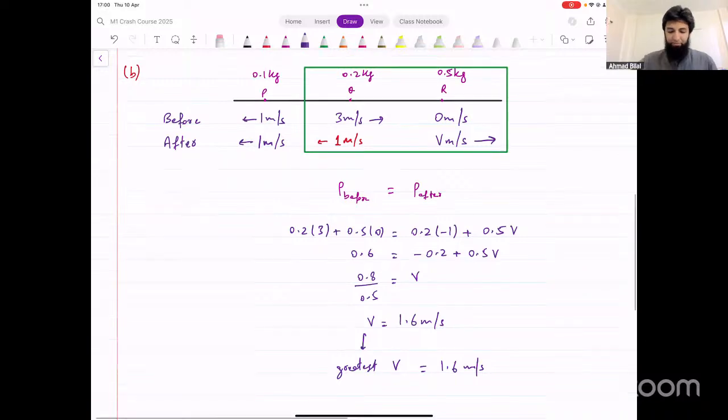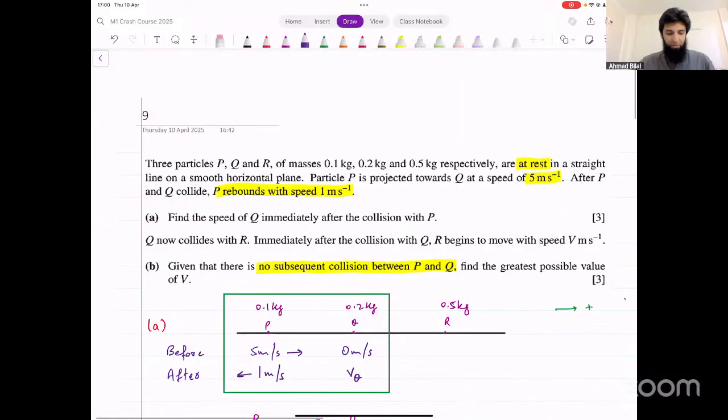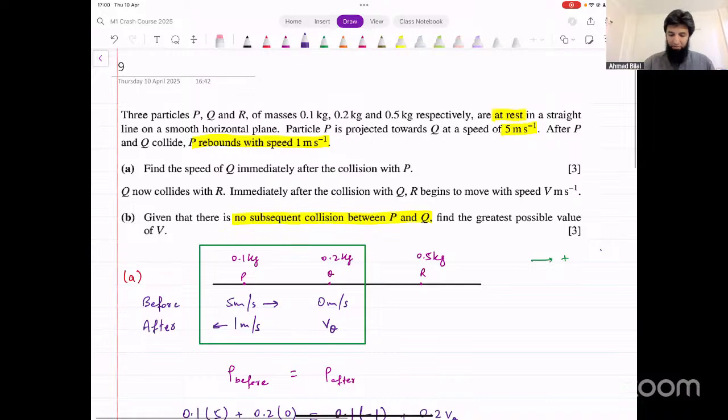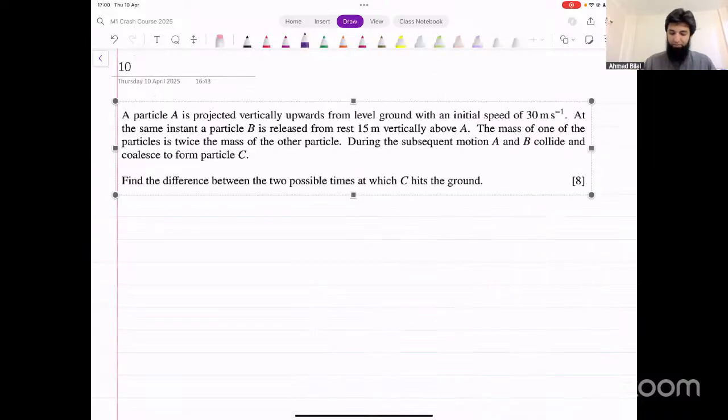The second part of this, understanding how to formulate that situation. Let's have a look at this question now. Question number 10 from the worksheet.